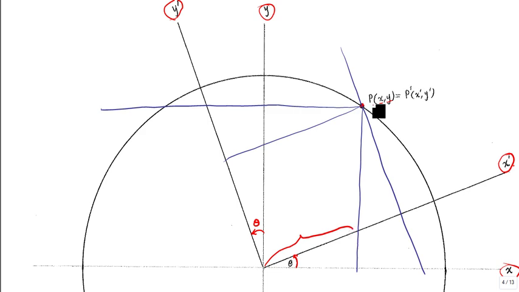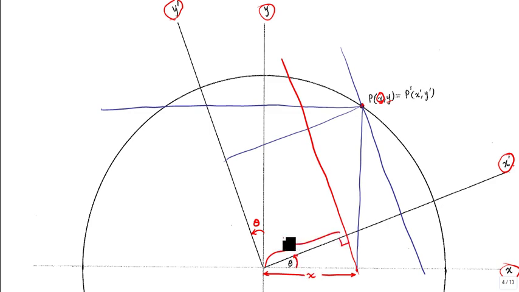Notice that we had in the old coordinates, you have here, this amount is x, right? In the old coordinates. That's this value right here. That means that if I were to draw a line from this point parallel to the y prime axis, this amount then, by trigonometry, is going to be x times the cosine of theta. This amount here is going to be x times the sine of theta.